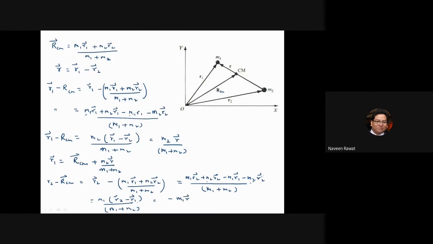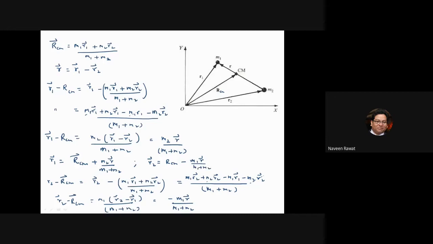Okay, because R is R1 minus R2, I will get a negative sign to change this to R1 minus R2, and I get M1 plus M2. So that is my value for R2 minus R of center of mass. Here I can again write an expression for R2 as being R of center of mass minus M1 R divided by M1 plus M2.